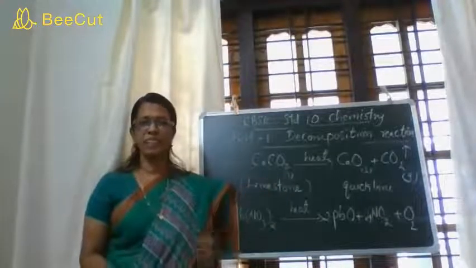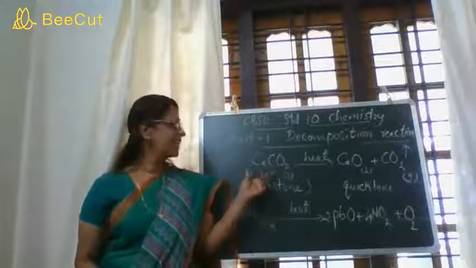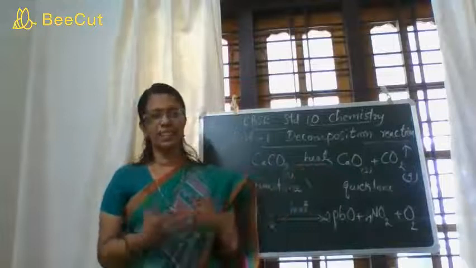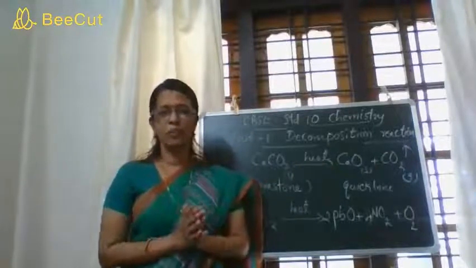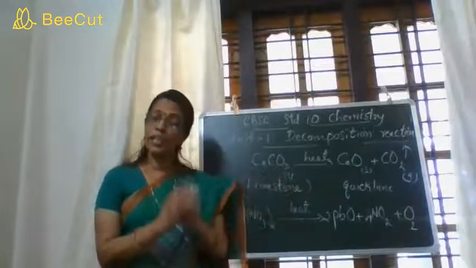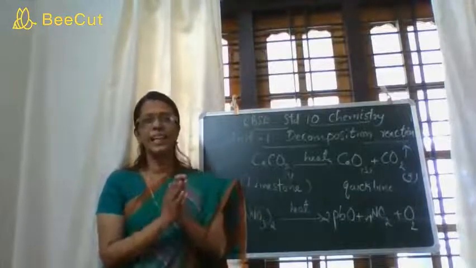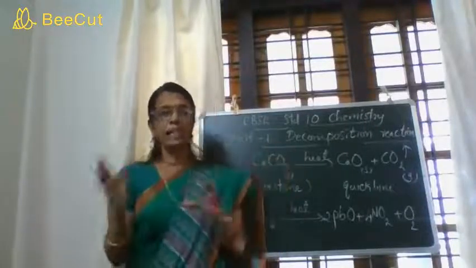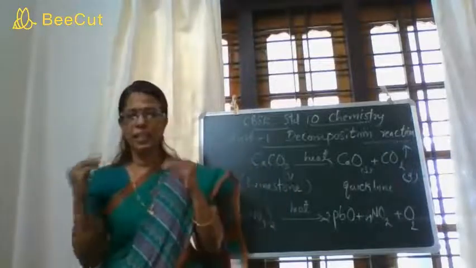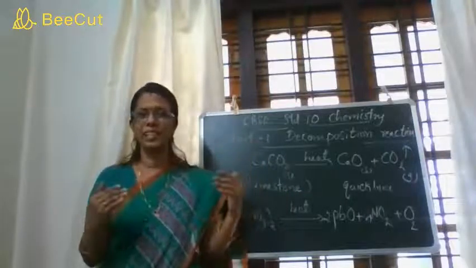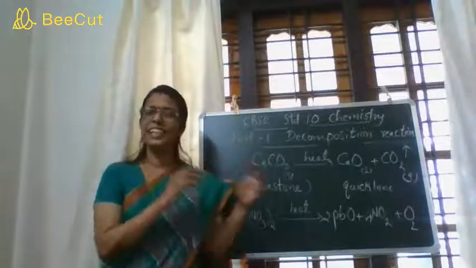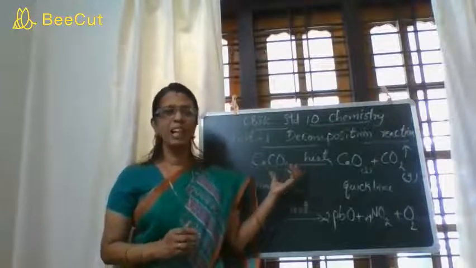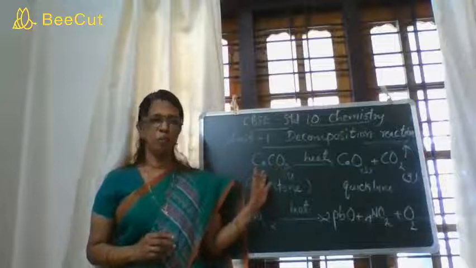Here is another example for decomposition reaction, that is the decomposition of calcium carbonate by heating. When a substance undergoes decomposition by heating, it is called thermal decomposition. Using heat we are splitting a substance into simpler units. For that we use the term thermal decomposition. Thermal means something related to the word heat. So here the decomposition is taking place with the help of heat. That is why it is called thermal decomposition.